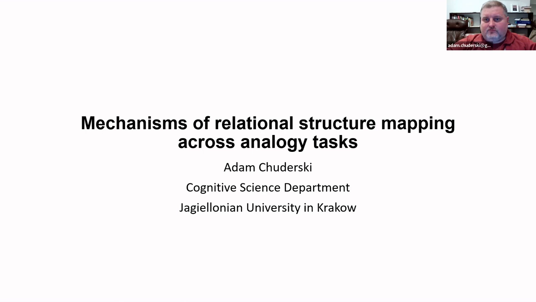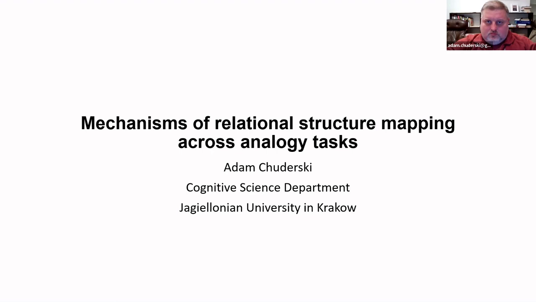But then I will move to a more general topic, because for me, relational structure mapping is just a case of a more general phenomenon, which is structure representation, or relational structure representation. And I will try to show some evidence that it's quite a general mechanism that goes beyond analogy and is important also for other categories of complex cognition processes.